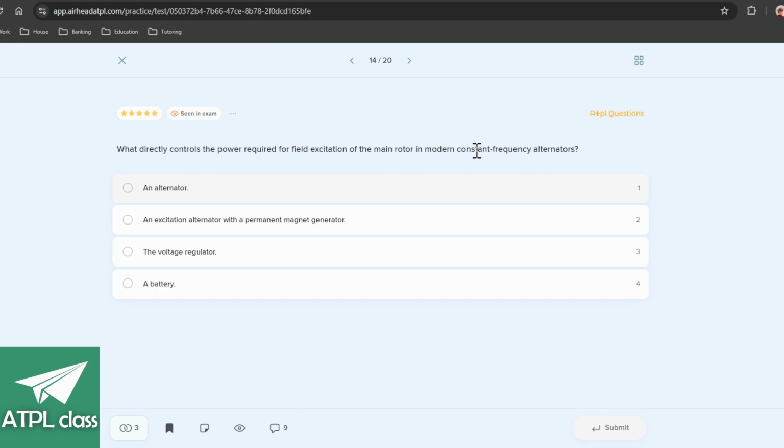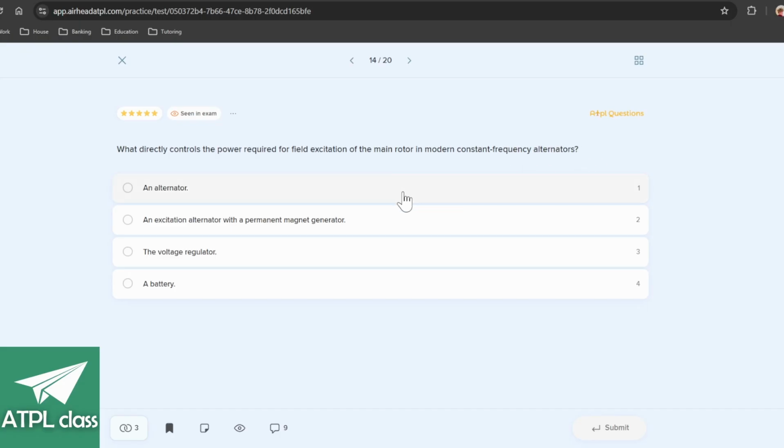So the alternator doesn't control the alternator itself. An excitation alternator with a permanent magnet generator, the voltage regulator, or a battery. Oh, God. What is it even asking here? What directly controls the power required for field excitation? So what is controlling the power to the electromagnet in a constant frequency alternator? So a constant frequency generator.